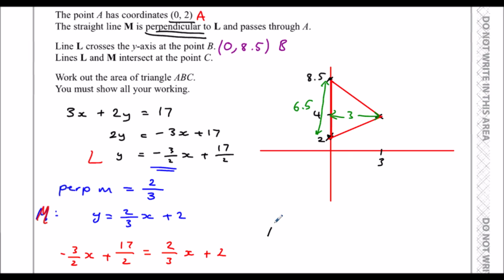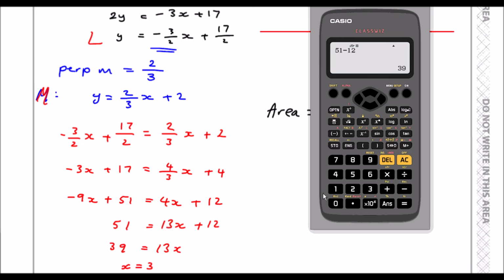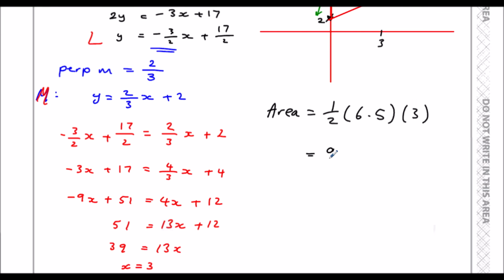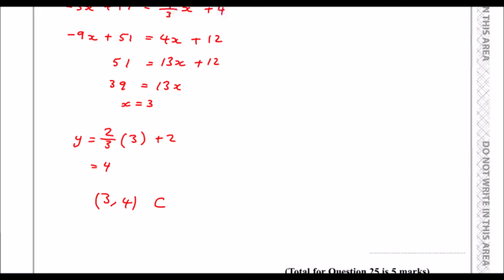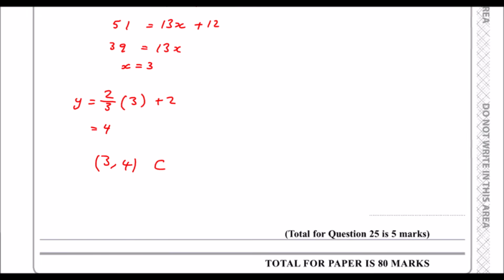So area is half times the base times the height. Half times 6.5 times 3, and that is 9.75. So 9.75 units squared. We don't know the units. 9.75.